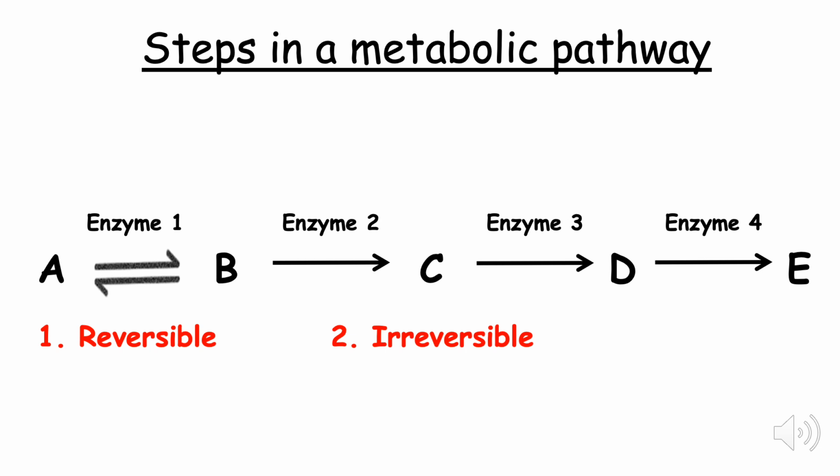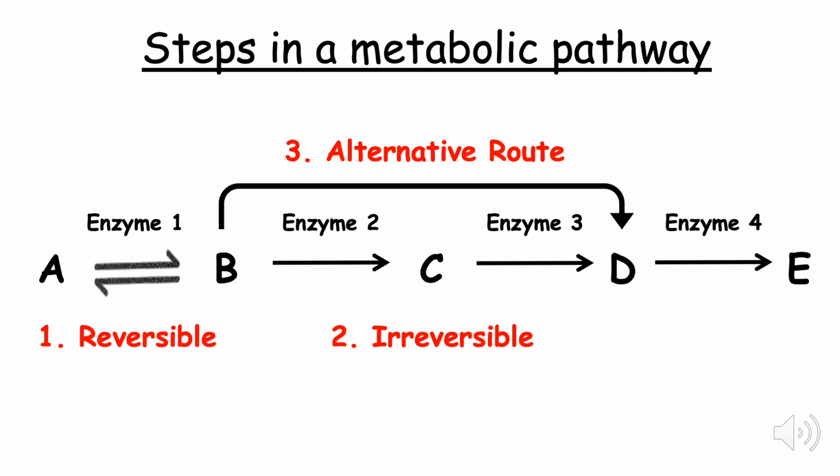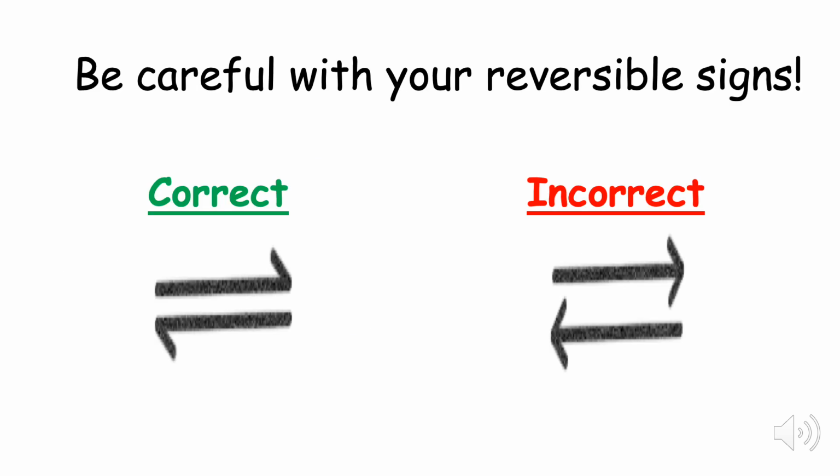Finally, an arrow that jumps a few steps in a metabolic pathway is termed alternative route. In this example, molecule B can be converted into molecule D using an alternative route. Even though it does not show this in the diagram, this would be controlled by enzymes. So all of these are controlled by enzymes. Just as a quick note, a reversible reaction does not have two complete arrows. It looks like the version shown in this PowerPoint slide here.